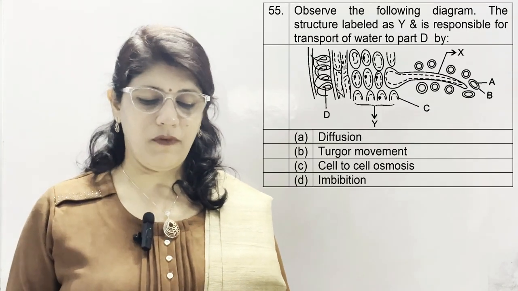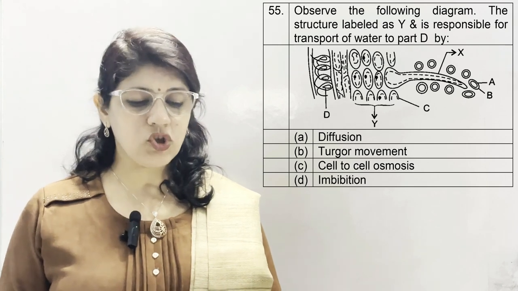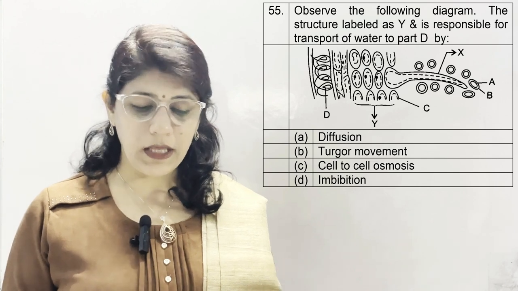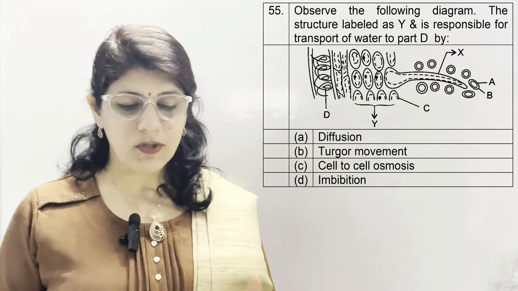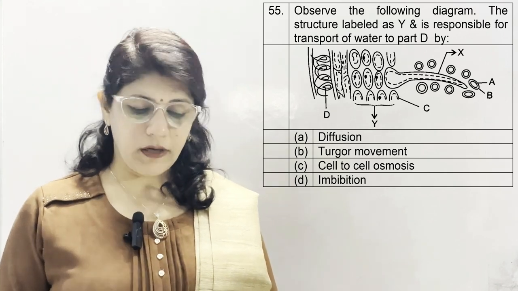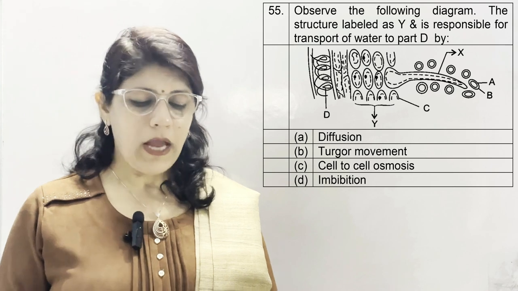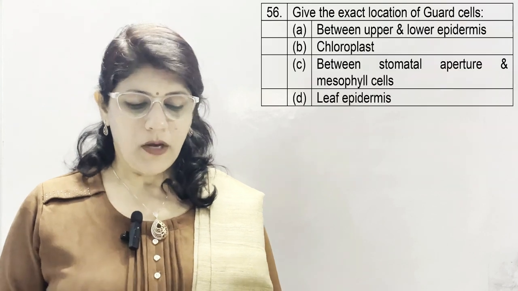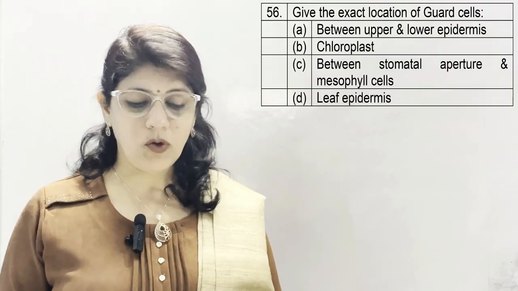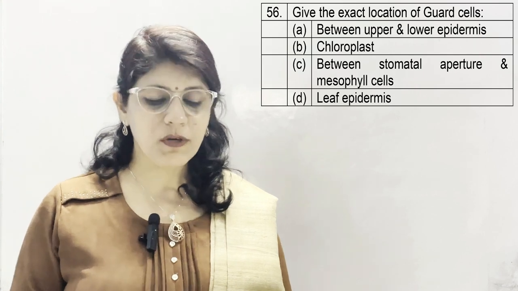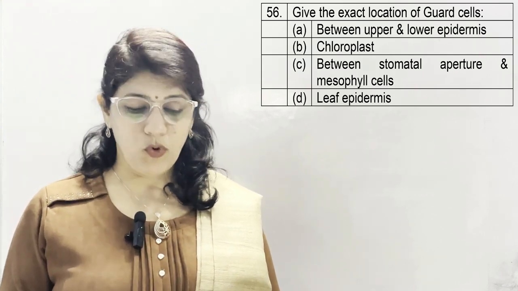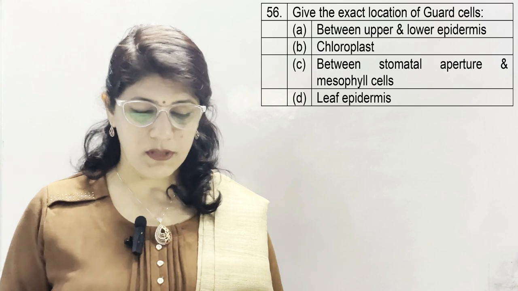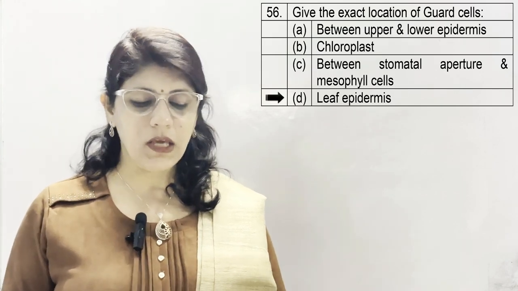In question number 55, observe the following diagram. The structure labeled as Y is responsible for transport of water to part D by, you have to name the process. A option is diffusion, B turgor movement, C cell to cell osmosis, and D imbibition, and the correct option is cell to cell osmosis. In question number 56, give the exact location of guard cells. A option between upper and lower epidermis, B chloroplast, C between stomatal aperture and mesophyll cell, and D leaf epidermis, and the correct option is D, which is leaf epidermis.